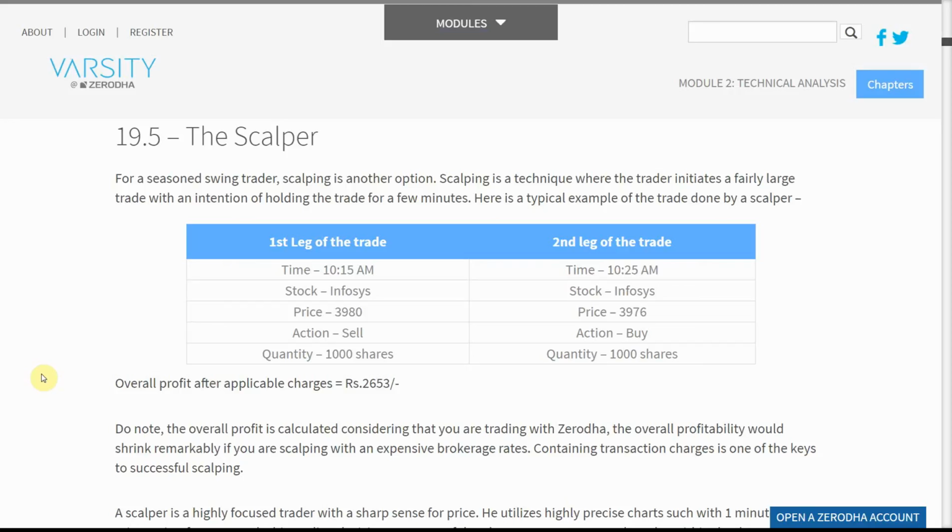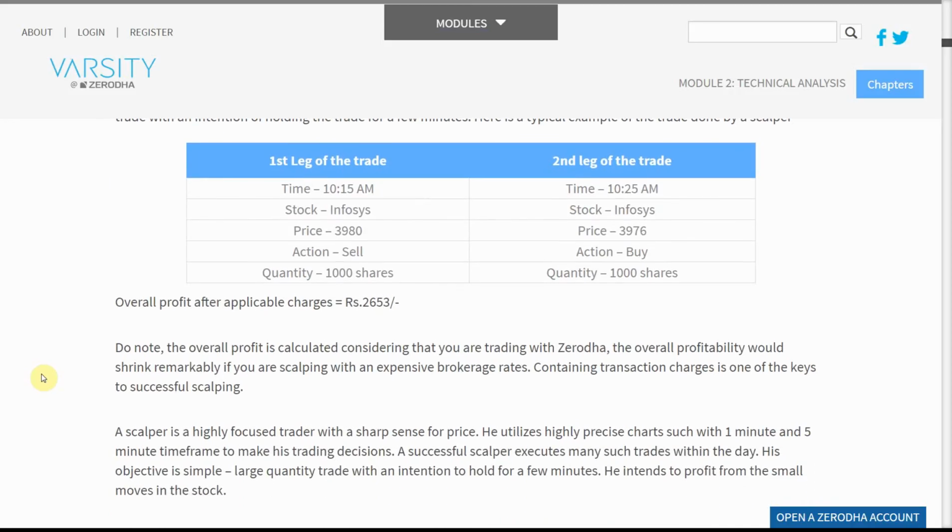First leg of the trade, second leg of the trade. Time 10:15 a.m., time 10:25 a.m. Stock Infosys. Price 3,980, price 3,976. Action sell, action buy. Quantity 1,000 shares, quantity 1,000 shares. Overall profit after applicable charges equals 2,653 rupees. Do note, the overall profit is calculated considering that you are trading with Zerodha.